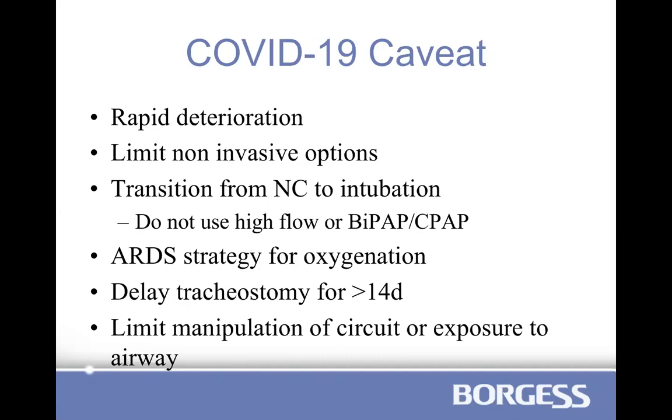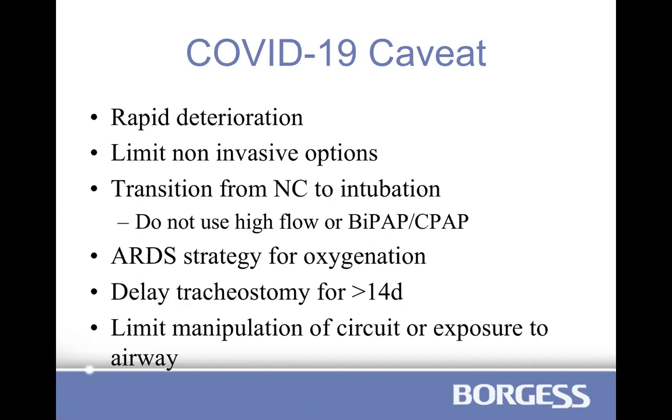But some COVID-19 caveats. Number one, we have seen rapid deterioration in these patients. These patients are on just some nasal cannula oxygen and rapidly deteriorate, usually with increased shortness of breath, work of breathing, and hypoxia. You do not want to use non-invasive options. You do not want to use BiPAP, CPAP, high flow. You basically will go from 6 liters of nasal cannula to intubation. That is because you do not want to aerosolize the virus and expose more people to viral loads.